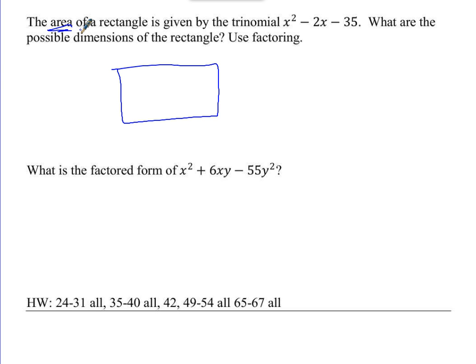Now it says the area of a rectangle. Well, how do I find the area of a rectangle? Length times width, or base times height. That's right. So if I knew this dimension and this dimension, I could multiply them together to get the area, right?